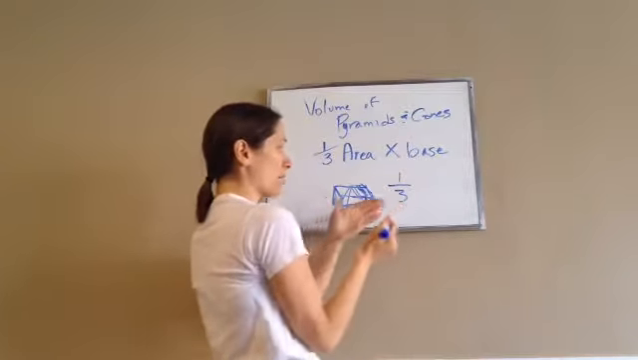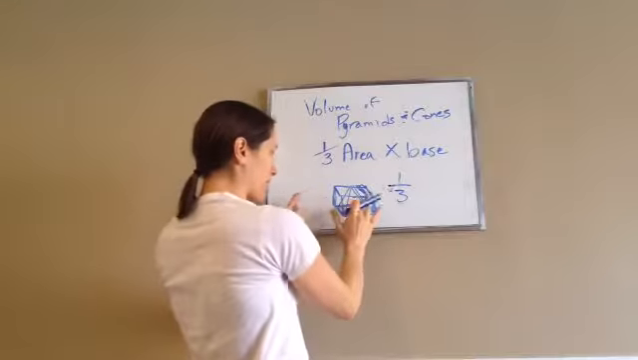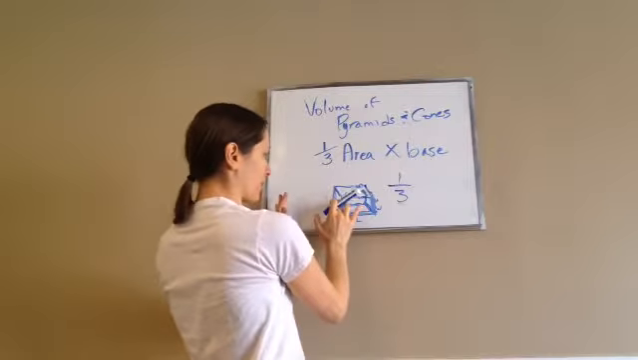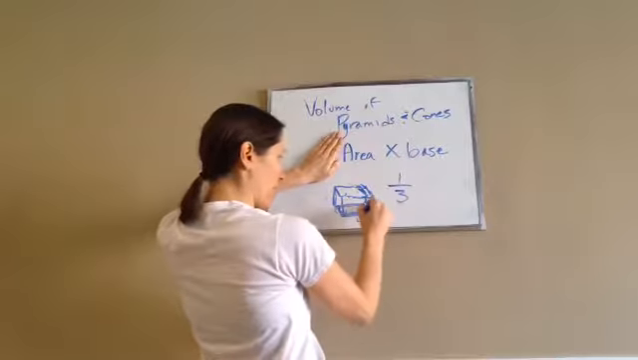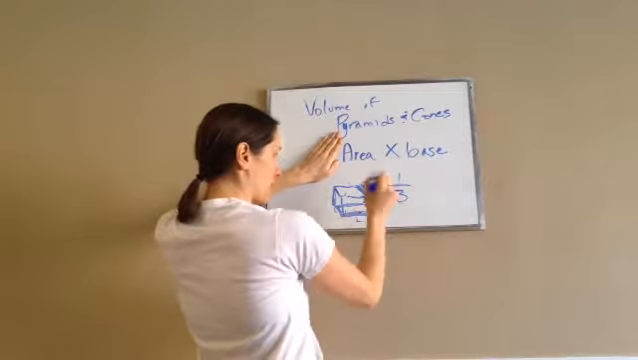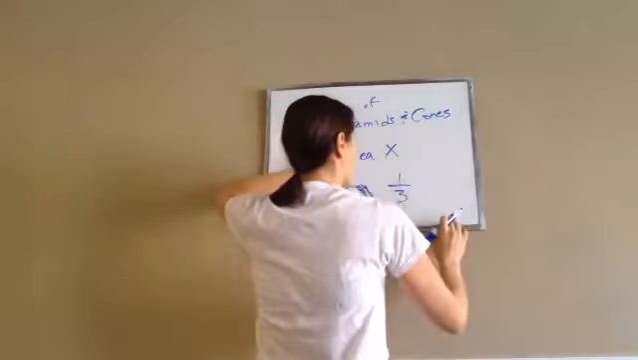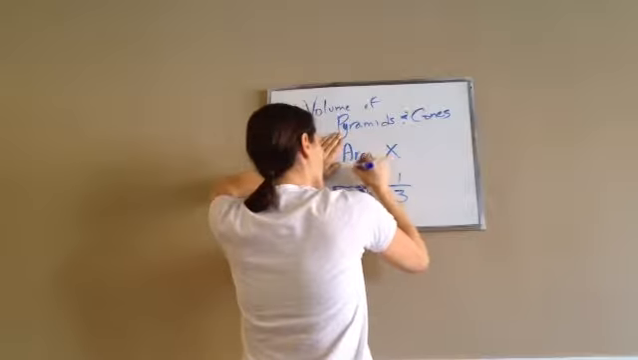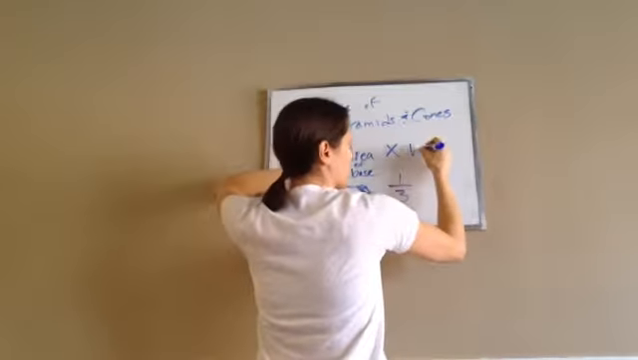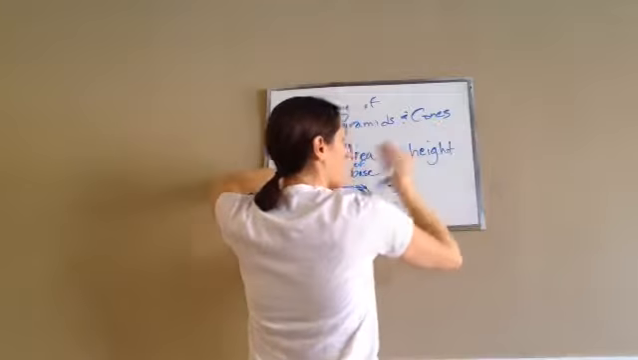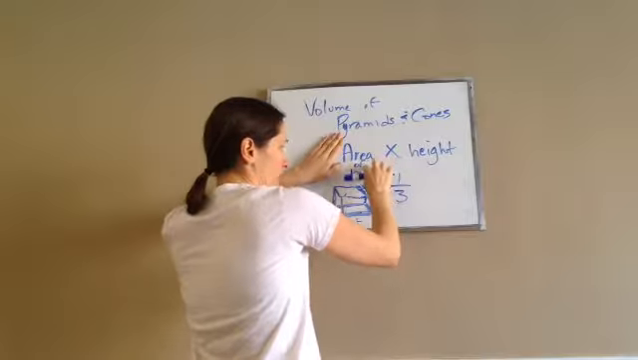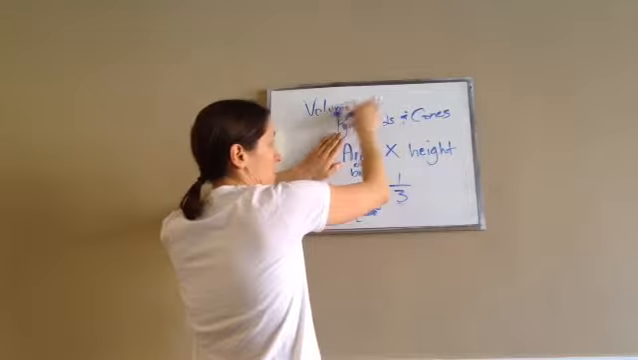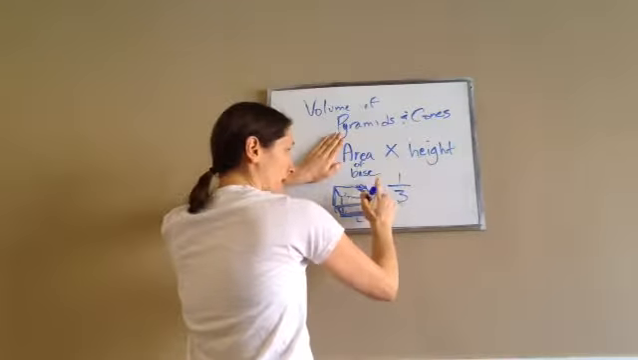So, that's why I'm multiplying. I'm taking the area of the base as if the pyramid's not in here. I'm trying to find the area of this bottom shape, the base, and then times it. Whoops. I'm sorry. I wrote base. Area of the base times the height. Change that on your paper. I'm sorry. Hopefully you caught that when I said it. So, you're always finding the area of the base times the height. That's what volume is.